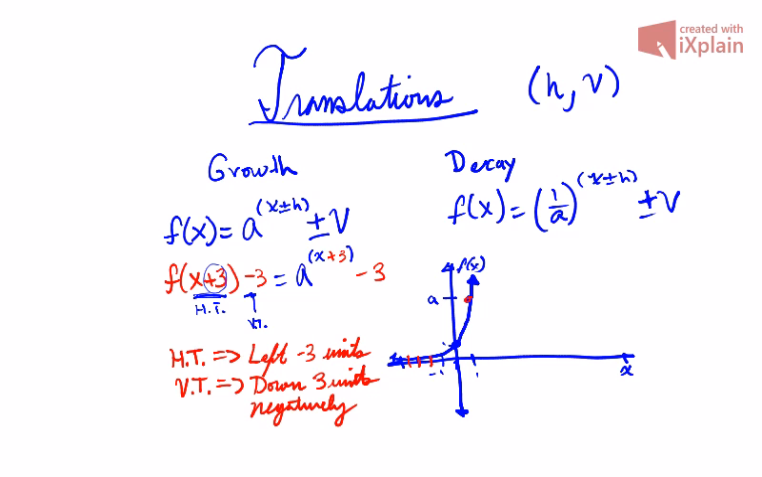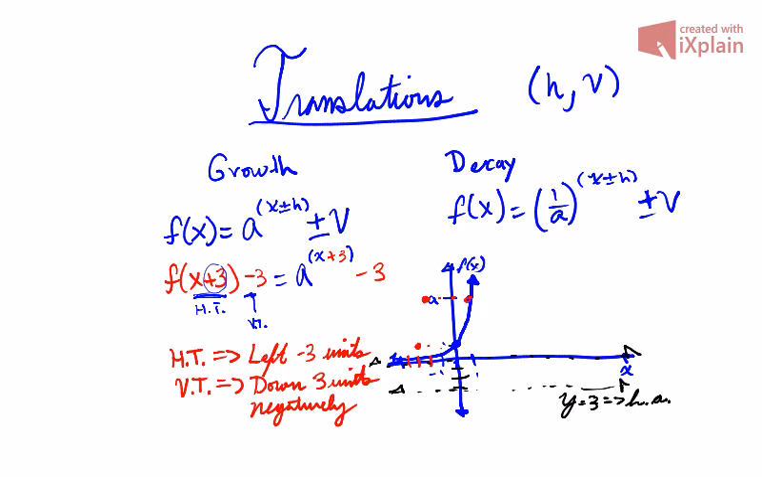So this point's going to move to the left 3 units. This point's going to move left. So 1, 2, 3. This point's going to move left 3 units. So 1, 2, 3. So now this point is right here. And then everything's going to get translated down 3 units. So originally I had that horizontal asymptote y equals 0. Well, now I have it at y equals negative 3. So y equals negative 3 is my new horizontal asymptote, my new HA.